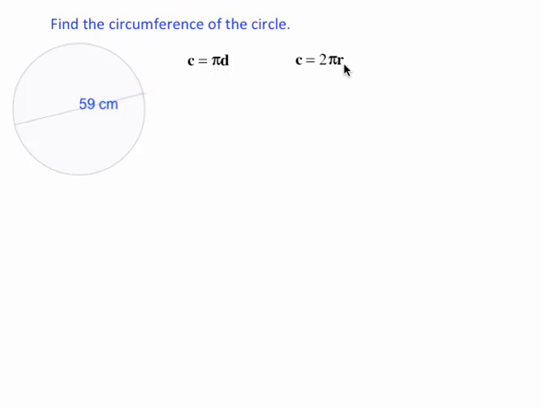If you want to, you can always just halve the diameter to get the radius, and that would give you 29.5 centimeters as the radius, and plug it into this formula. But notice you would be halving that just to multiply it by 2. So I'm just cutting to the chase. Circumference is pi times diameter, which is pi times 59. And then on your calculator, let's work that out.